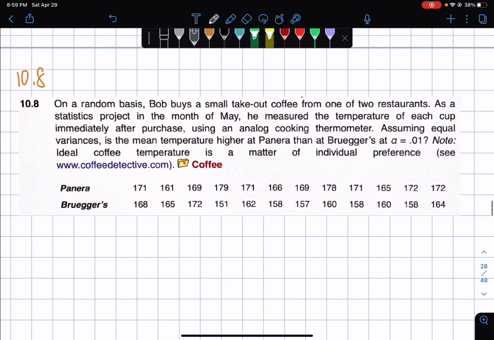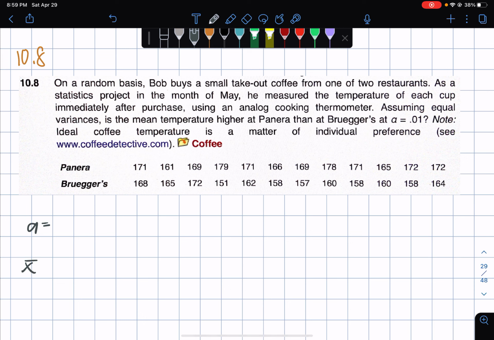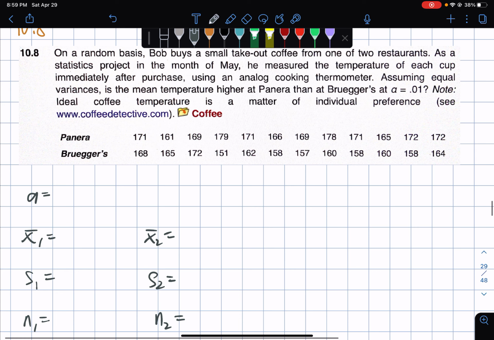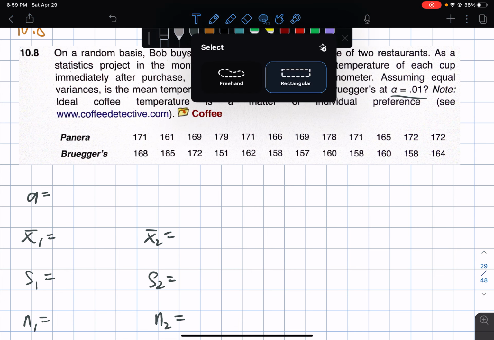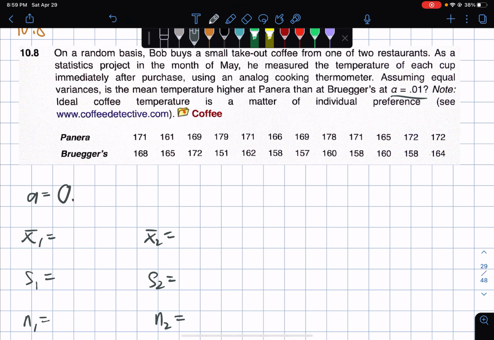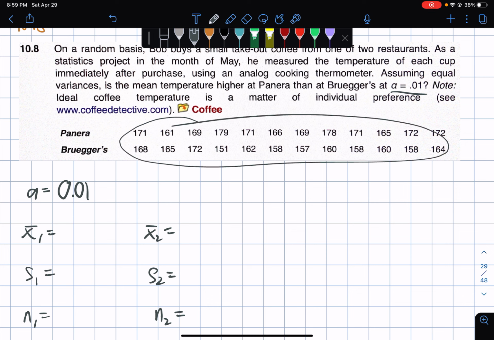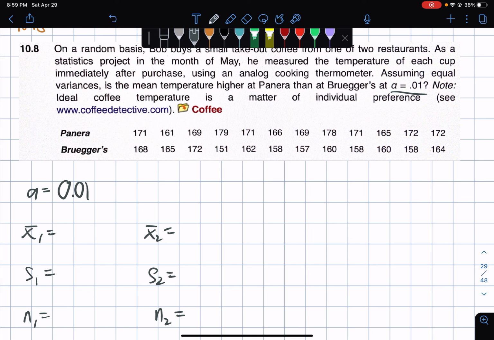Okay, let's move to 10.8. The A, X bar 1, X bar 2, S1, S2, N1, N2. So, our A value, or the level of significance, is 0.01. And then, well, we have to calculate for the mean and the standard deviation manually, given that we have these. So, ready your calculator. I hope it's a Casio or something that you're familiar with in terms of its functionality, because that's the only way to easily look for the mean and standard deviation, unless you do know the formula and can compute it manually if you want to.